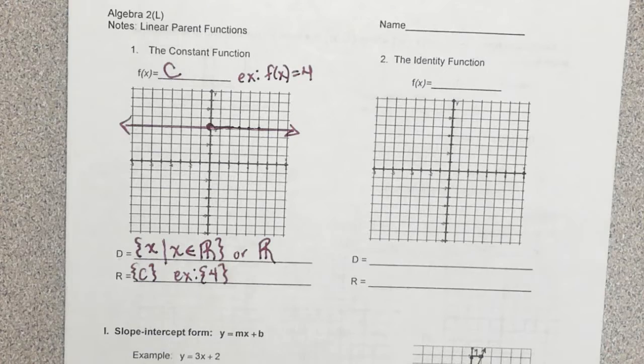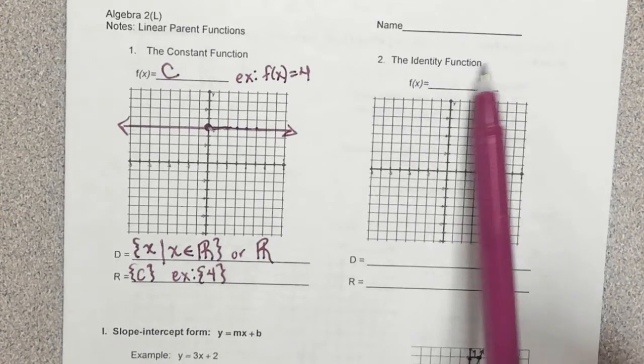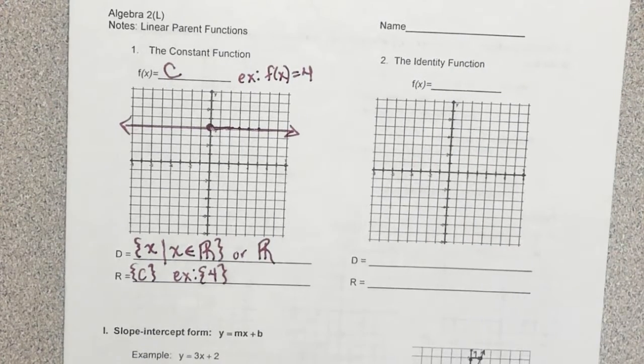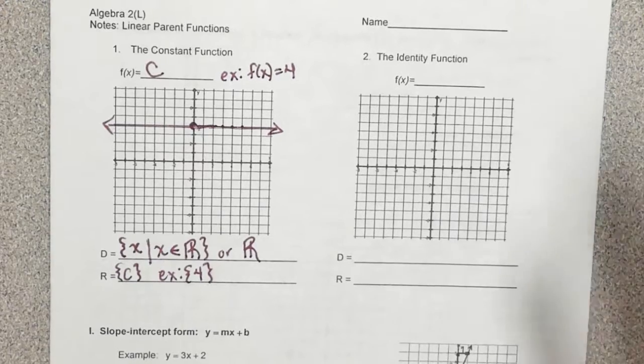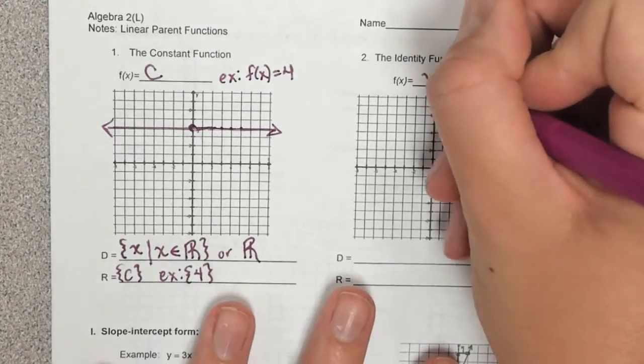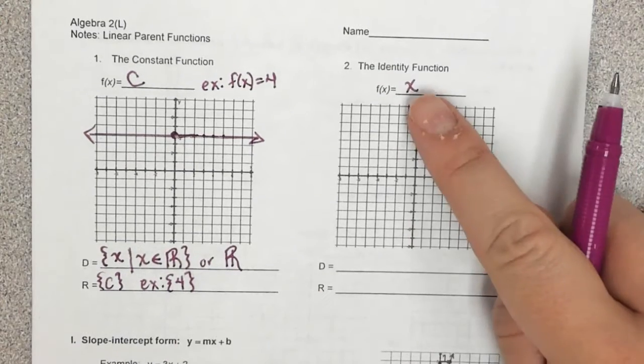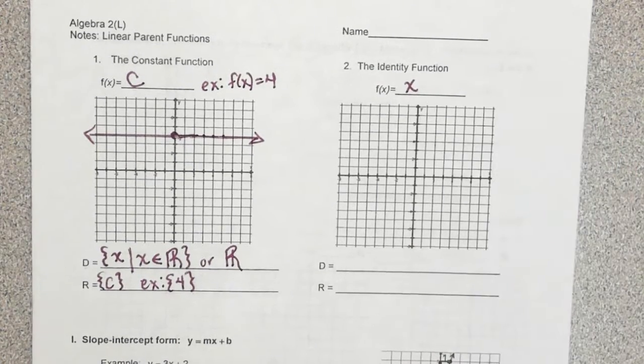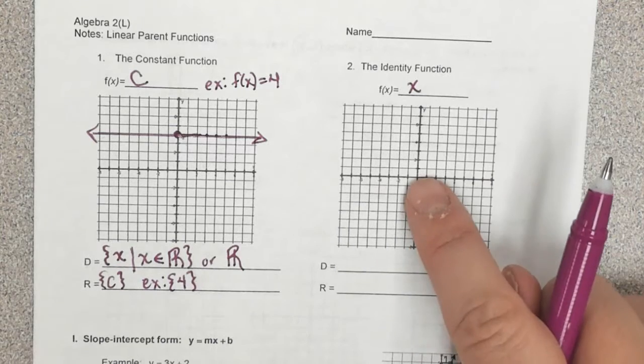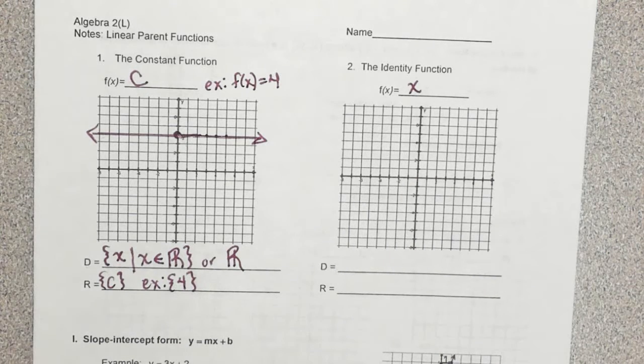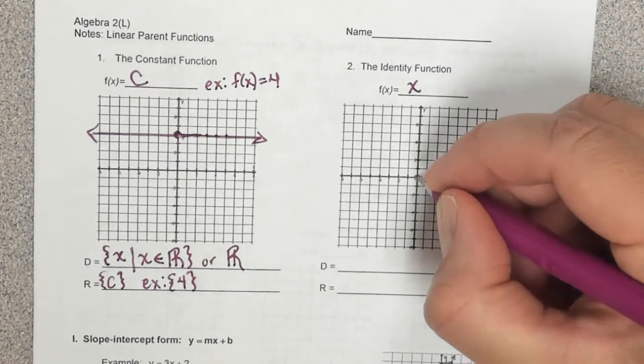Okay, so this next one is the one you're probably more familiar with, the identity function, which means y is equal to x. So f of x equals x. They're the same. Whatever x is, y is also that. So if x is 0, what is y? 0, because they equal each other, right?